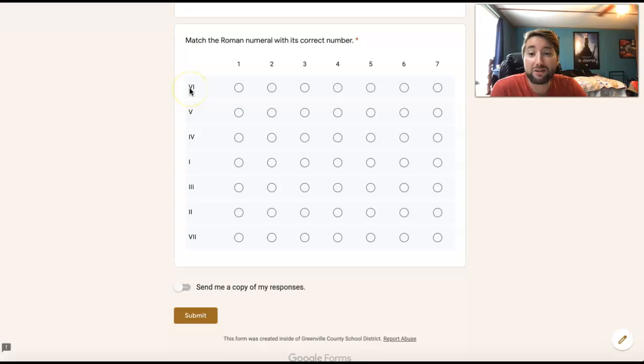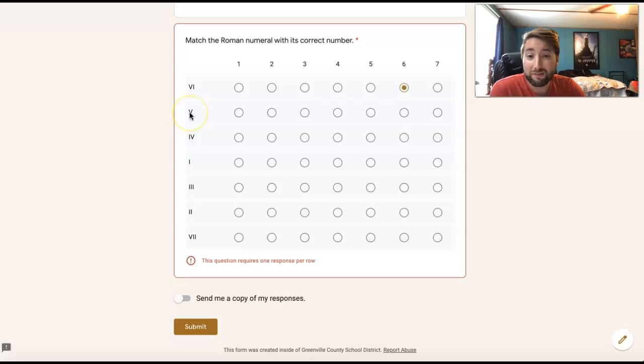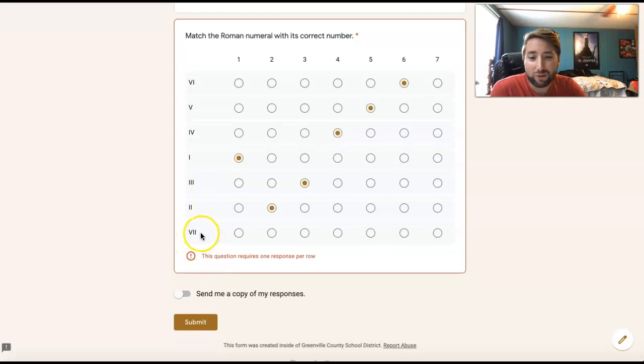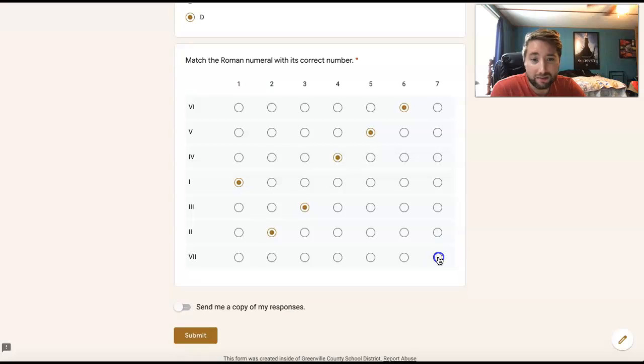All right, so now it says match the Roman numeral with its correct number. So if you remember correctly, V is 5. All right, so there's VI. So VI and I is 1. So VI would be 6. All right, V, that would be 5. IV, if you put a number like an I before the 5, that means you subtract it. So IV is going to be 4. I is just 1. III is going to be 3. II is going to be 2. And then VII is going to be the only one left, which is going to be 7.